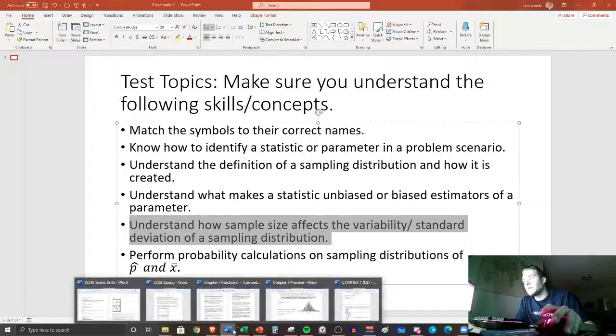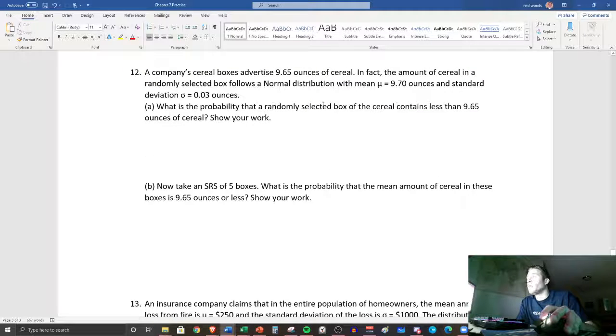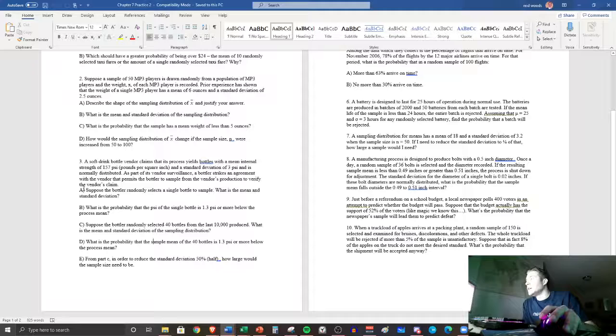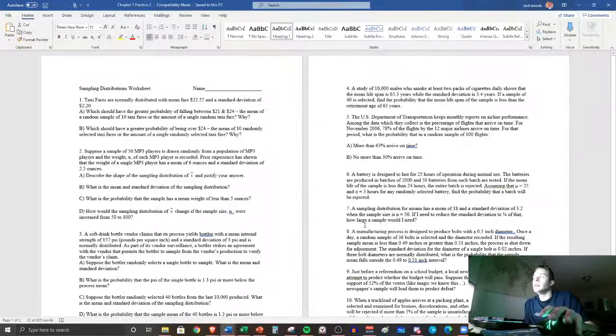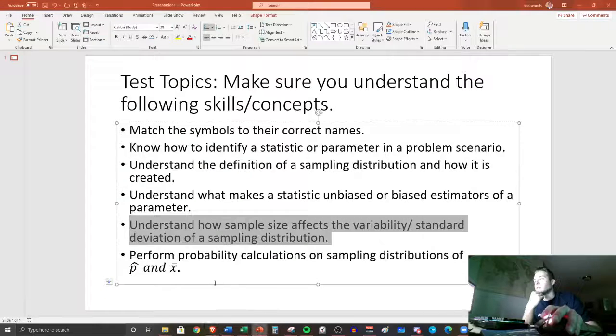So you're going to have seen some questions in these practice problems about that. That happened here when we went from 1 box of cereal to 5 boxes. I think in practice set 2, we see that happen here. Here we take a single bottle, and then it says suppose we take 40. And then right here from part C, in order to reduce the standard deviation by half, how large would the sample size need to be? So there's a lot of questions in here. There'll be one question or so on the test where you're having to change or modify the standard deviation in some way. And you're just going back to your formulas for standard deviation, which are those rules that we wrote down, okay?